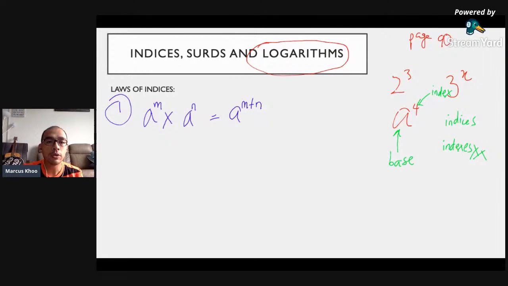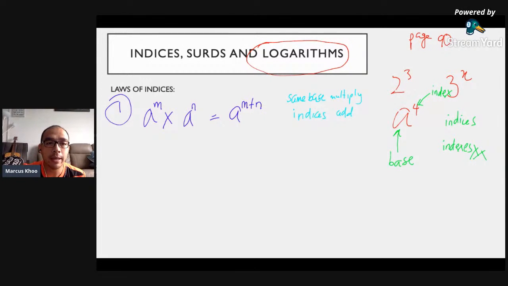To cut it short, because after a while you get used to it, and when you are so used to this one, you always tend to forget. Remember: same base, multiply, the indices will become add.